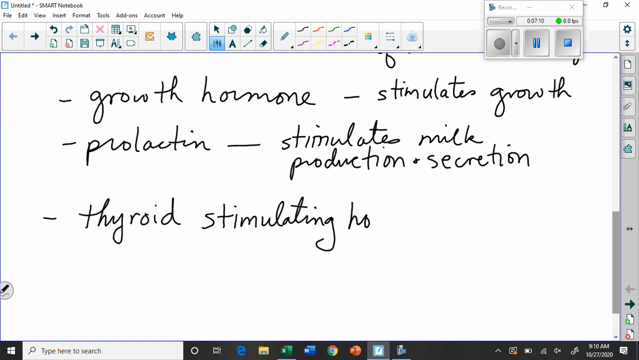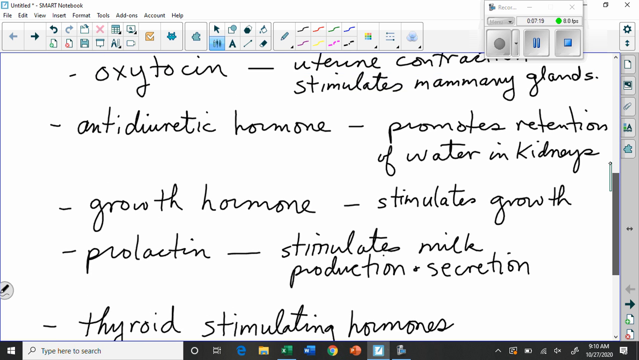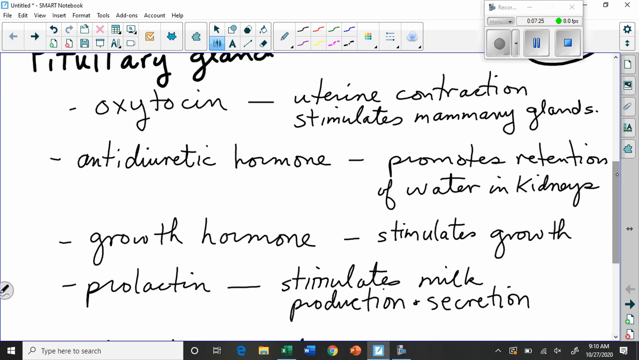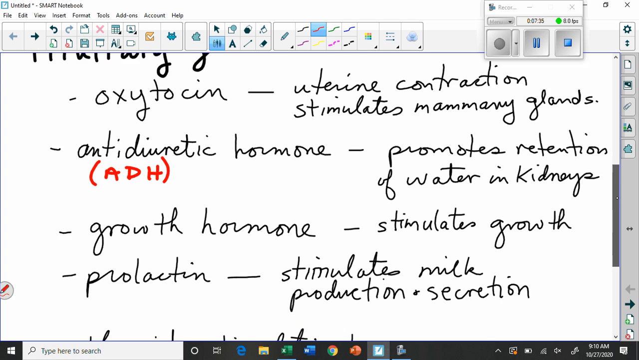Thyroid stimulating hormone. A lot of these hormones have little shortcuts, right? Because they're all so big. So oxytocin doesn't. Antidiuretic hormone, though, is sometimes called ADH for short. So maybe I'll put those in red underneath here. ADH. Growth hormone is sometimes called GH for short.